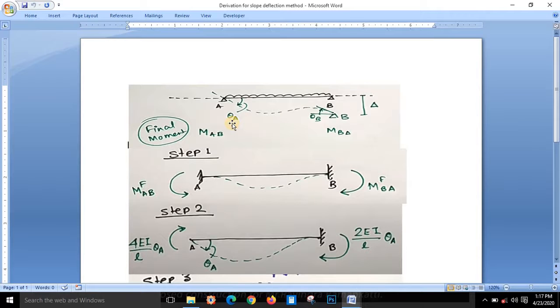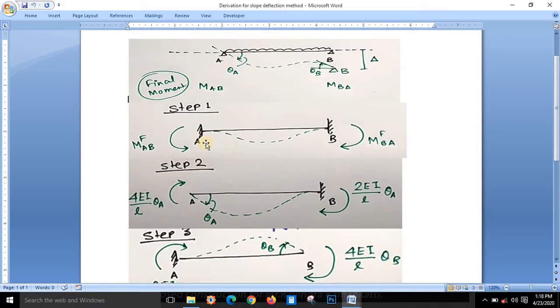Now to derive the formula, we are going to follow a 4-step simple procedure. So what is that 4-step simple procedure? First of all, I am going to consider the span AB as a fixed span. So the fixed end moments for points A and B are as shown here. So MFAB and MFBA are the fixed end moments. Now I am going to release this particular joint.